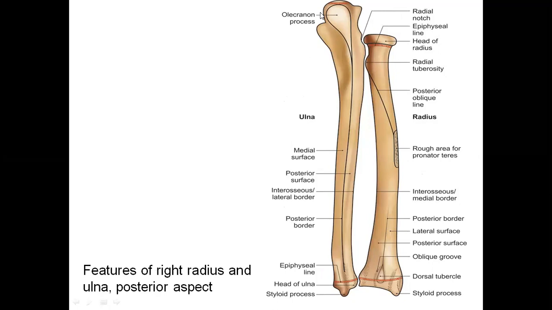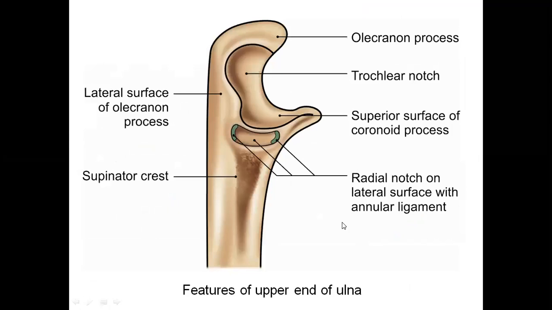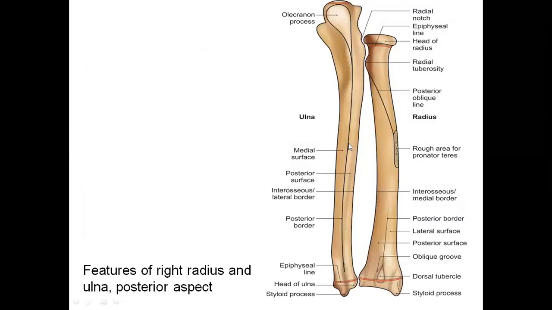Then here in the midline you find one border, that is the posterior border, which is quite sharp. The posterior border divides the surface here into two surfaces, the posterior surface and the medial surface. Lower down, the projection is the styloid process.